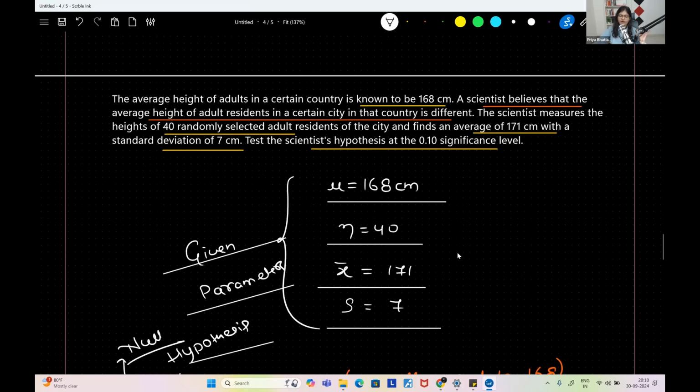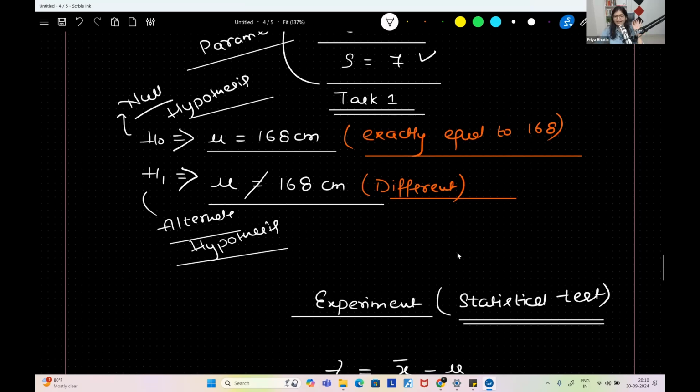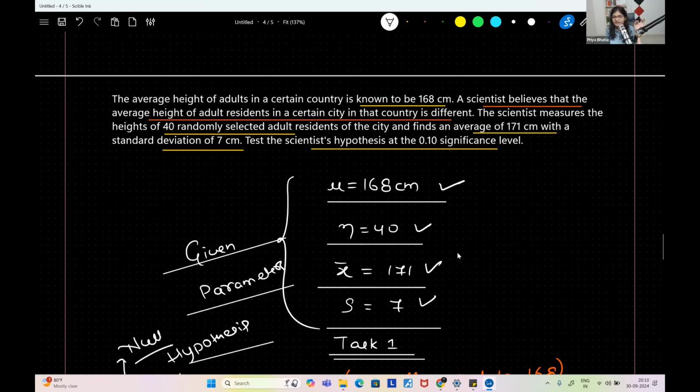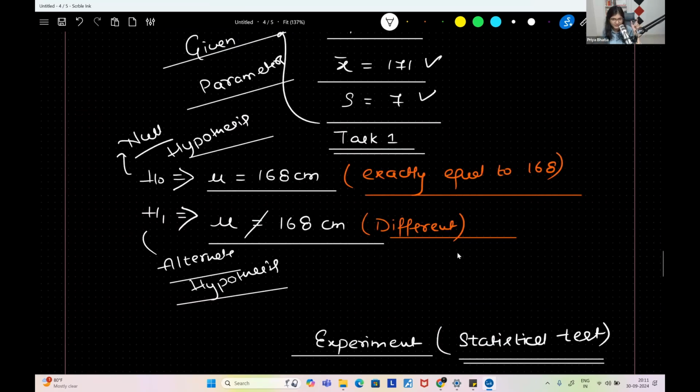In this case, first of all, we tried to evaluate what parameters are available in this question. Mu, n, x bar, and s are given. The very first task, task number 1, is to evaluate the null hypothesis and the alternate hypothesis. The problem statement says that the average height of adults in a certain country is known to be 168. The scientist believes this is different. So our null hypothesis is that for that country, the average height is equal to 168. The alternate is the vice versa, meaning the average height is not equal to 168.